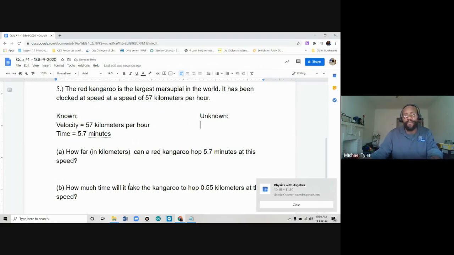What are they asking you for in part A? They ask you for how far, and that's a distance. This should let you know which equation you should be working with, the velocity equation. So question mark, and that's going to be in kilometers, because look, the problem asks how far in kilometers. So you have to make sure it's in kilometers.